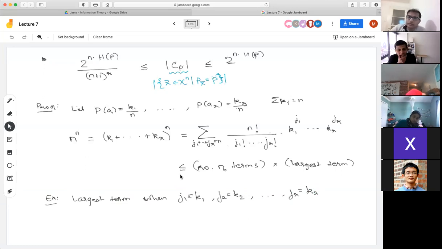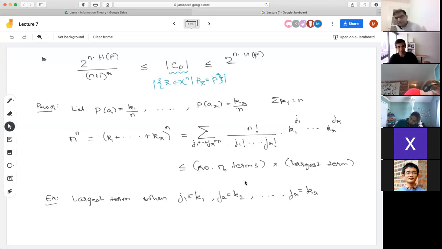So for each choice of J1 to JR, there is some term, and my claim is that the largest one actually occurs when each of the J's is equal to the K's. You can again think of it as a generalization of the fact that if you're computing a binomial expression, the highest weight is on the middle term where you have half zeros and half ones. I can state more intuitions for this later.